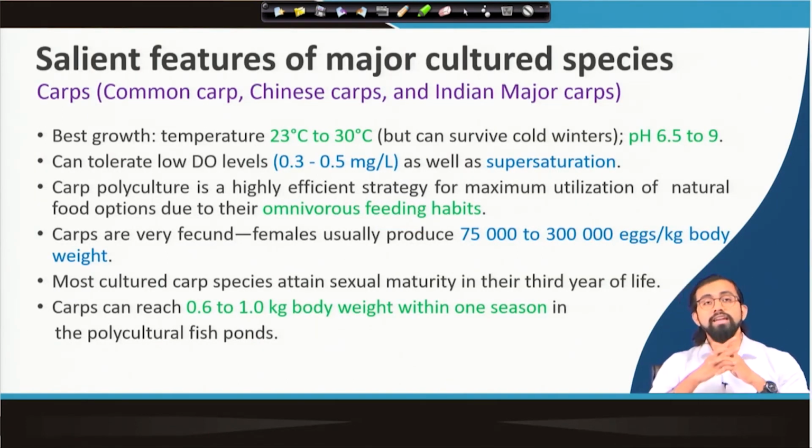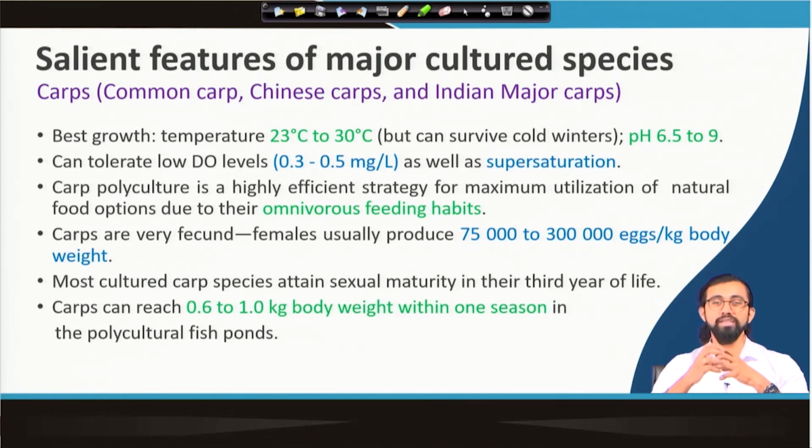What are the salient features of these major culture species, especially the common carp, Chinese carp, grass carps, or most of the IMCs, the Indian major carps: rohu, katla and mrigal? The best growth condition for them is a temperature of around 23 to 30 degrees Celsius, but some species can survive cold winters. Their pH should range from 6.5 to 9 in their dwelling water bodies. They can tolerate low DO levels, 0.3 to 0.5 milligram per liter, as well as supersaturation.